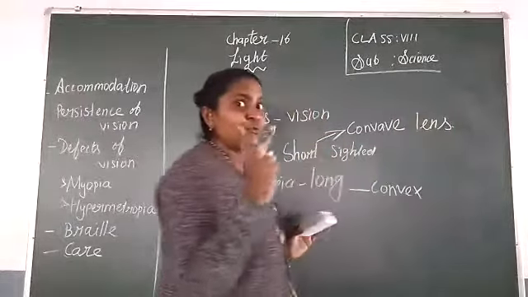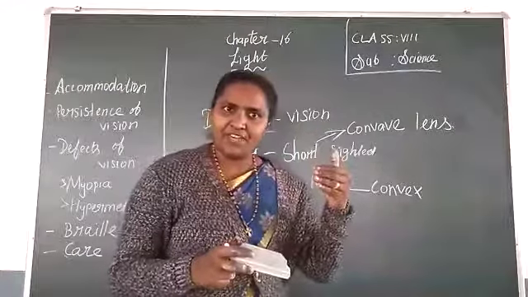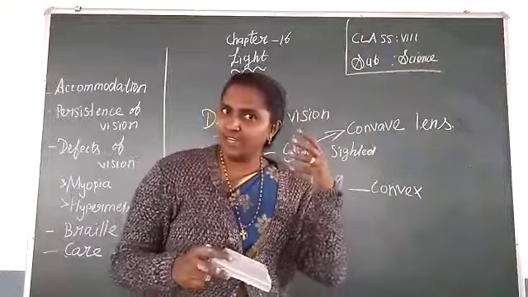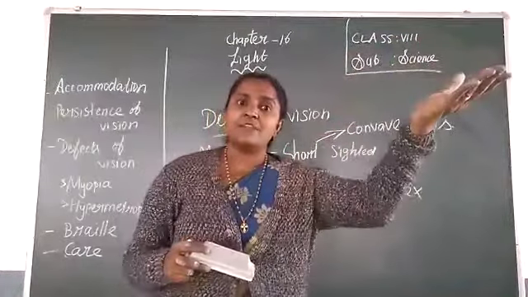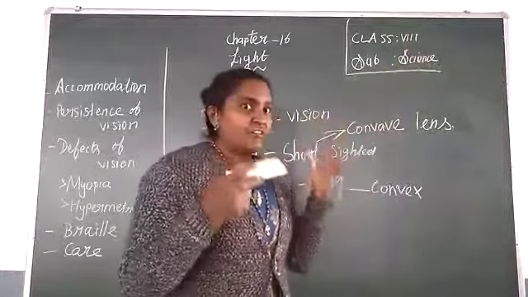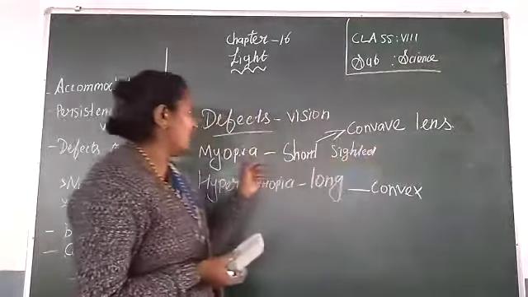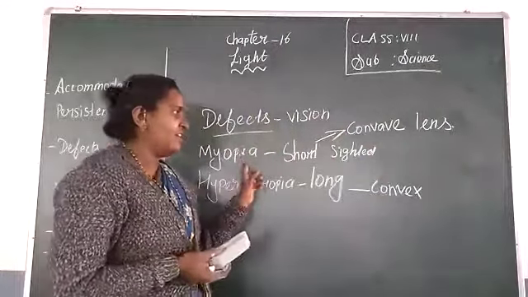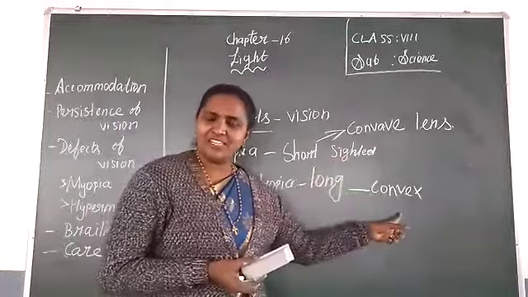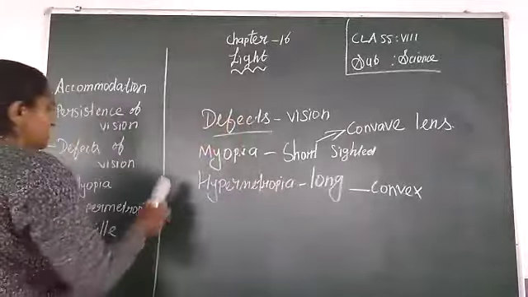There are two defects of the eye, myopia and hypermetropia. A myopia person can see only nearby objects. A hypermetropia person can see only far away objects. How can they be corrected? Myopia is corrected by using a concave lens, and hypermetropia is corrected by using a convex lens. Clear? The next topic is Braille.